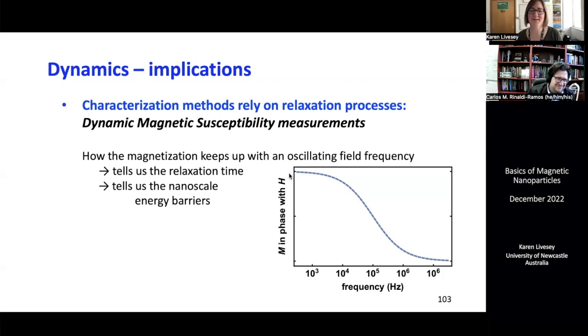And what happens when we're at low frequency, the magnetic nanoparticles can keep up with the oscillating field. So think back to our videos, the little moments can keep up with the field. And then when the field becomes too fast, it cannot keep up anymore. And now there is no part of the magnetization which is in phase with the field. So again, if we want to interpret these measurements, which we can make in the lab well, we need to understand what the relaxation time is and how we can then reverse engineer and understand how those relaxation times tell us about the nanoscale energy barriers in a system.